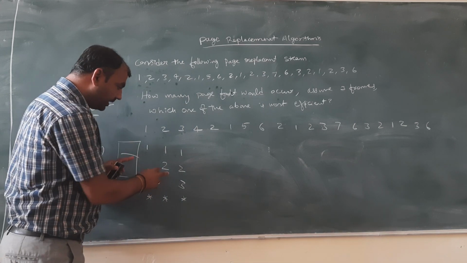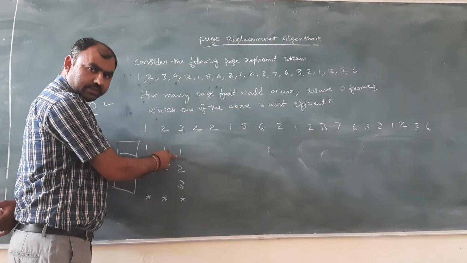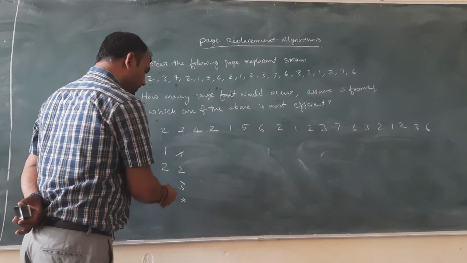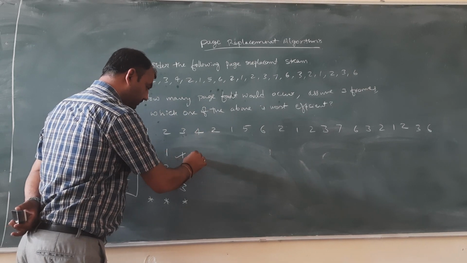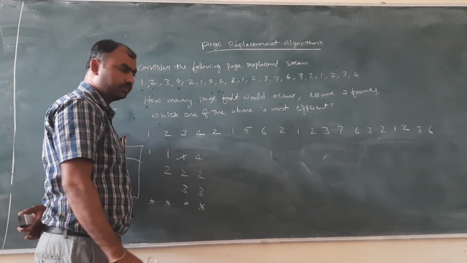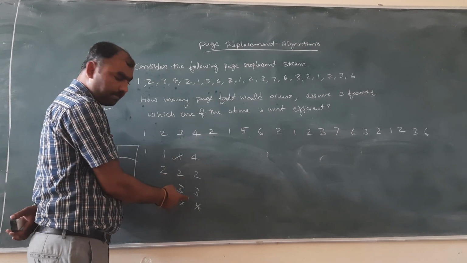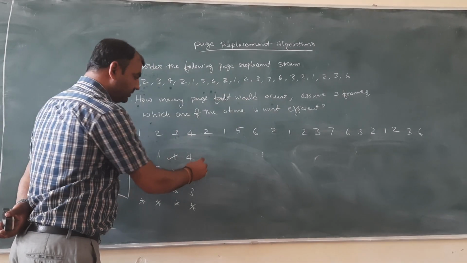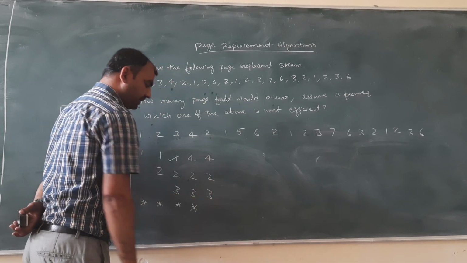So which one came first among these? We know that 1 came first, then came 2, then came 3. So we will replace this one with 4. Then keep these things as they are. Again it is a page fault, right? Next the CPU is referencing 2. Is 2 there? Yes, it is there. So it is not a page fault. You can copy it here or leave it as it is. 4, 2, 3. That's it.